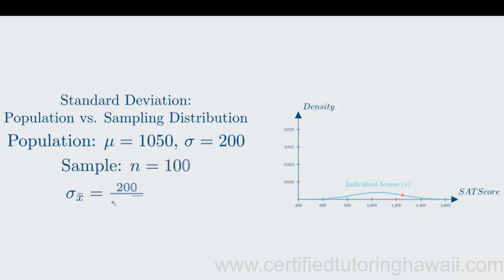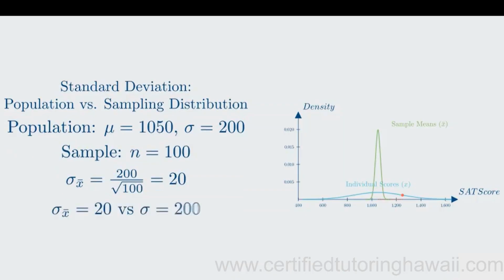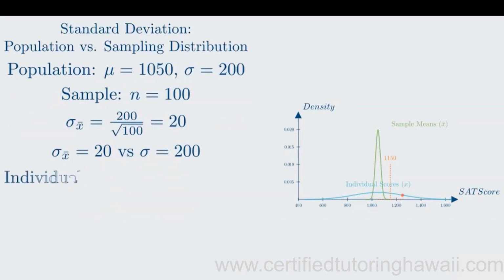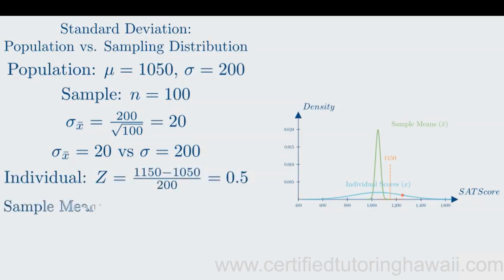But now, imagine we take a sample of 100 students and look at their average, X bar. The standard deviation of the sampling distribution is only 20. This tells us that while an individual student scoring 1150 is very common, a group of 100 students having an average of 1150 is extremely rare. 1150 is 100 points away from the mean. For an individual, that's only half a standard deviation. But for the average of 100 students, that's 5 standard deviations away.